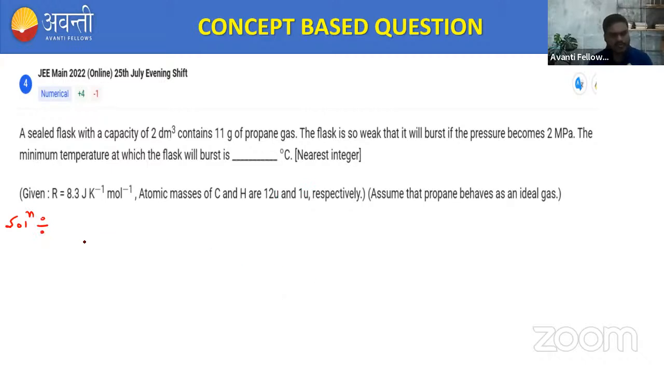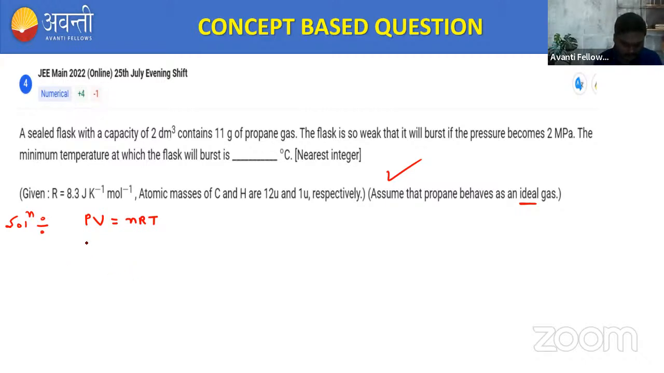So we know from the ideal gas equation, because in this question it is already given that we assume propane behaves as an ideal gas. So this is already mentioned. If propane behaves as an ideal gas, we know that PV is equal to nRT.